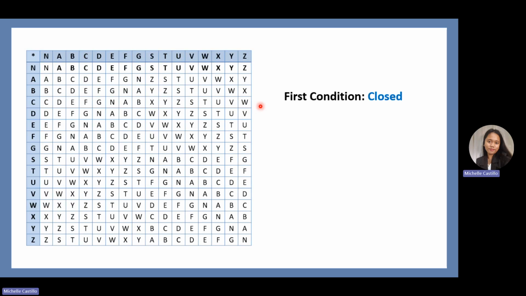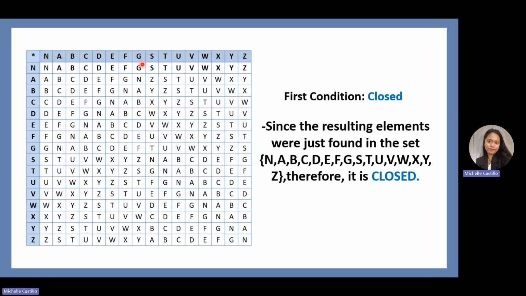For the first condition, is it closed? Is this table closed? As you can see here, the resulting elements of this table can be found in the set N, A, B, C, D, E, F, G, S, T, U, V, W, X, Y, and Z. Therefore, this table is closed.